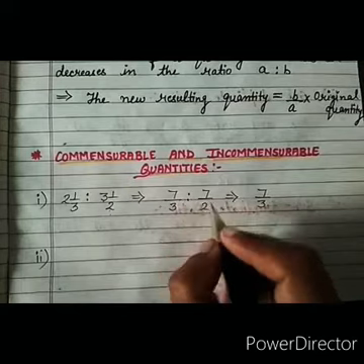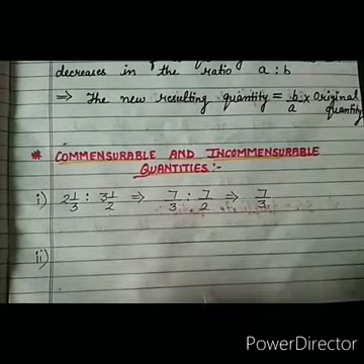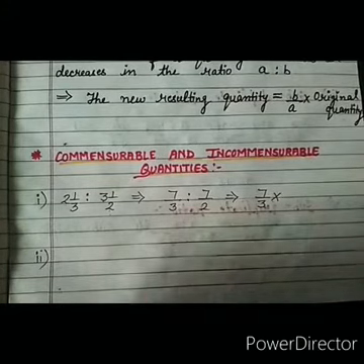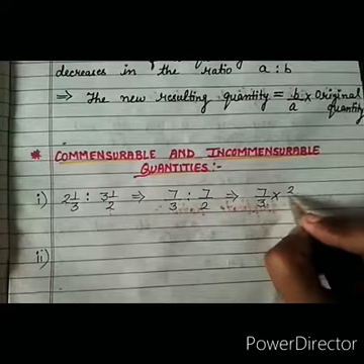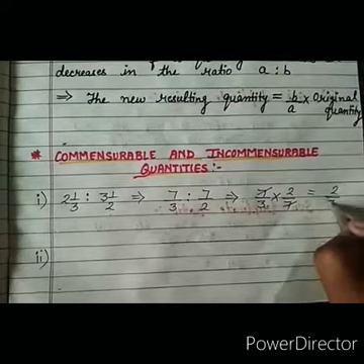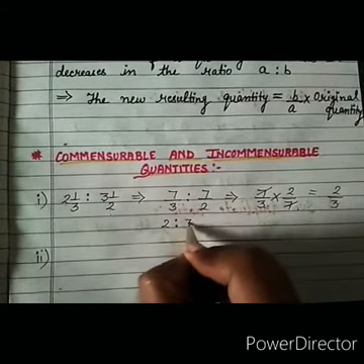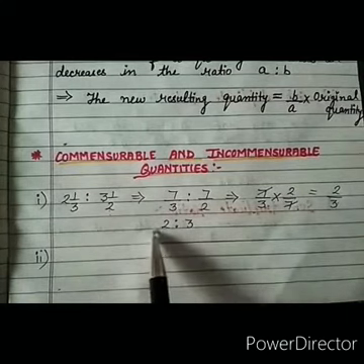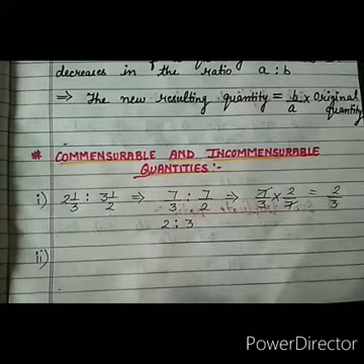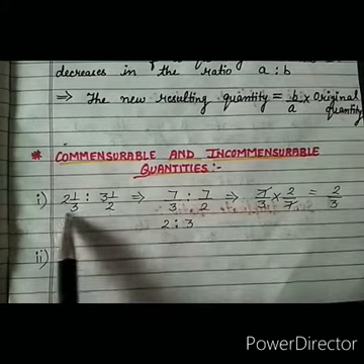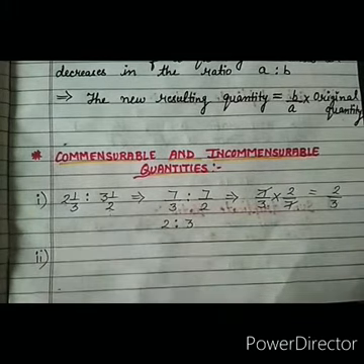This ratio means these quantities are in division. Meaning when we change into multiplication, the second quantity will be reciprocal. Then it becomes 2 upon 7. When we solve it again, it becomes 2 upon 3, meaning 2 is to 3. So we can see that this ratio can be expressed by the ratio between two integers, that is 2 and 3. So these quantities are known as commensurable quantities.